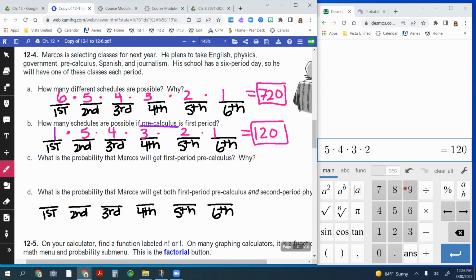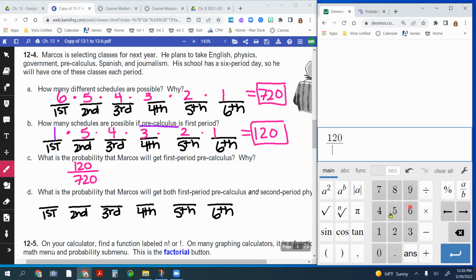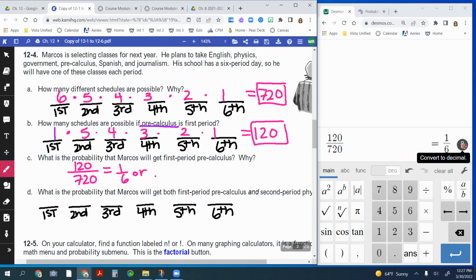What's the probability that Marcus will get pre-calc period 1? So there's 120 ways for that to happen out of 720 different schedules. So there's 120 ways for pre-calc to be period 1. There's 720 different schedules total without any restrictions on what's what period. So when I do this, 120 divided by 720, I get 0.16 repeating. So this is going to be 1/6 or 0.16 repeating.